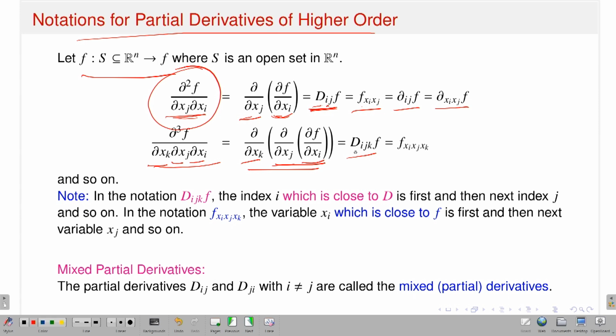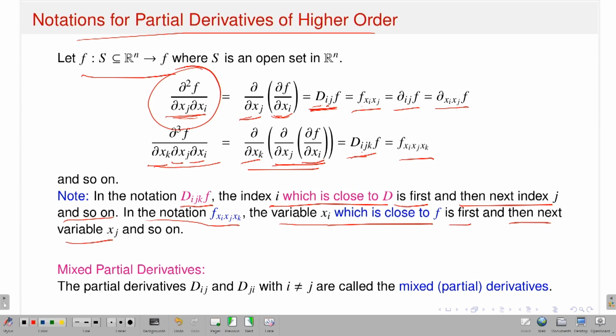Again as I said, i is nearer to d, that means you have to do first the partial derivative with respect to xi variable of f, then do the partial derivative with respect to xj variable of the function del f del xi, and then do the partial derivative with respect to xk variable of the function del 2f del xj del xi, and so on. So that's how it goes. Again I have written here what I said: in the notation dijk f, the index i which is close to d is first, then the next index j, and so on. In the notation f of xi, xj, xk, the variable xi which is close to f, as I said already, is first, then the next variable xj, and so on.